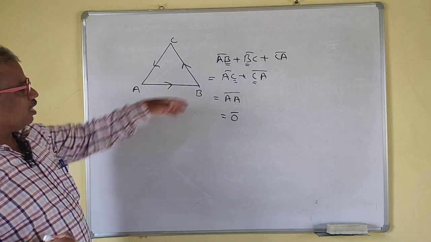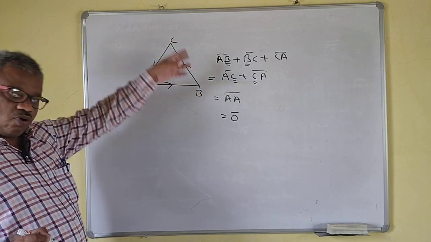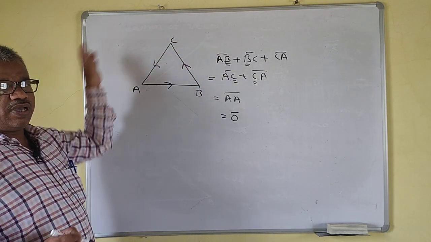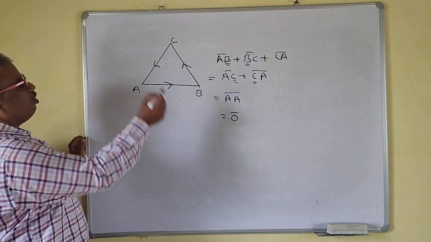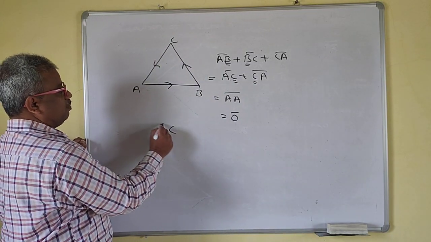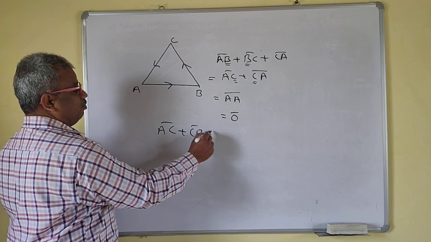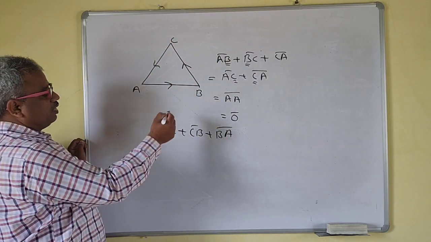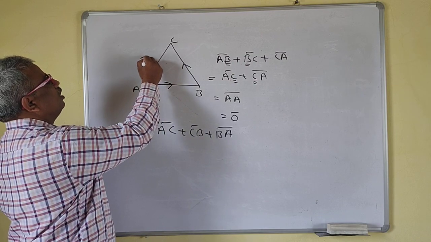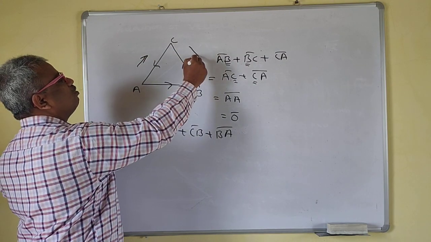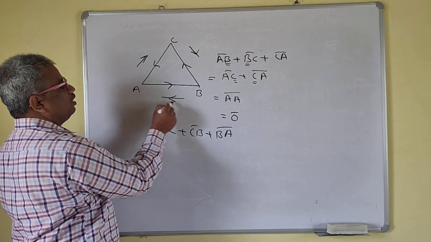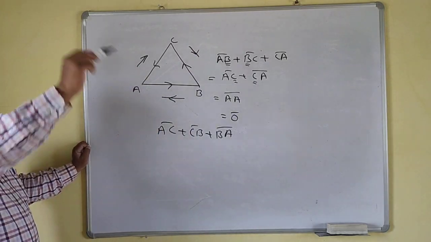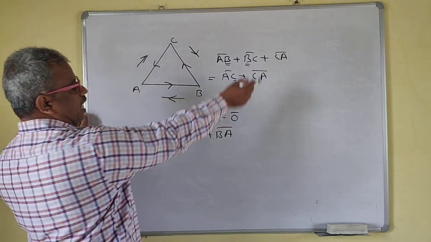If you take one direction, clockwise or anti-clockwise, say the anti-clockwise direction, what is that? It is AC bar plus CB bar plus BA bar. This is the anti-clockwise direction we are taking. AC bar is like this, then this will be this. So this is the clockwise direction, and this is the anti-clockwise direction.